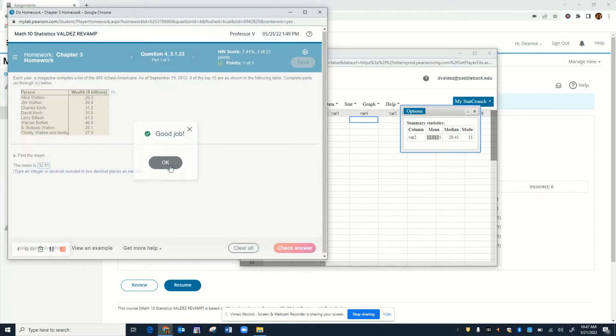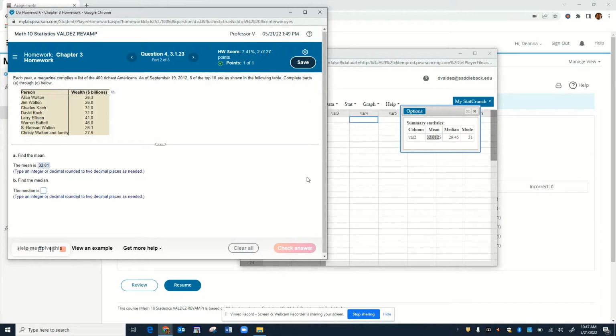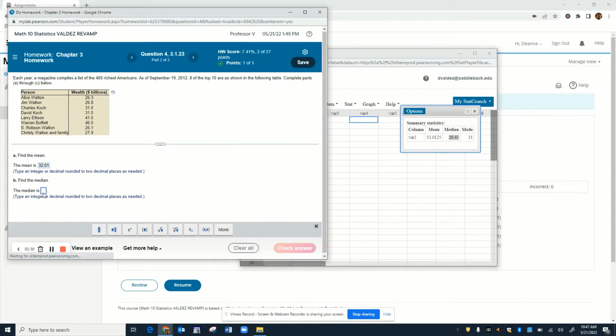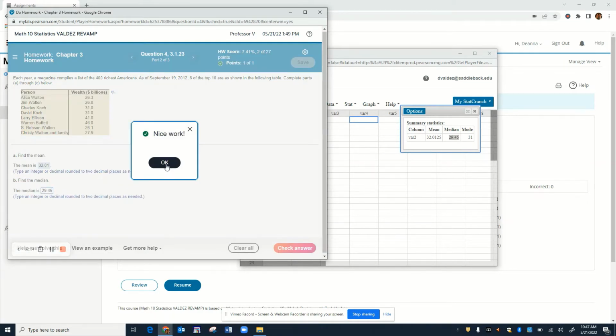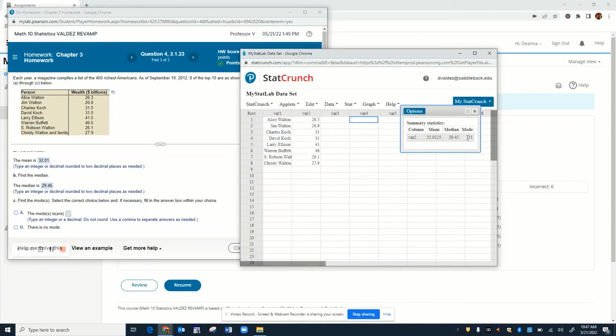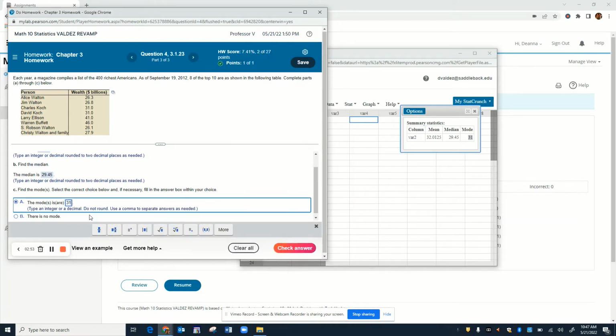Good job, yes. And then find the median. The median, I have it right here, 29.45. So I'll go ahead and enter that. Nice work, okay. And then find the mode. Select the correct choice below. The mode is, and here it gave me the mode of 31. There's an option to select no mode. If there wasn't a mode, then StatCrunch would say none under mode, but we do have one this time. It's 31.